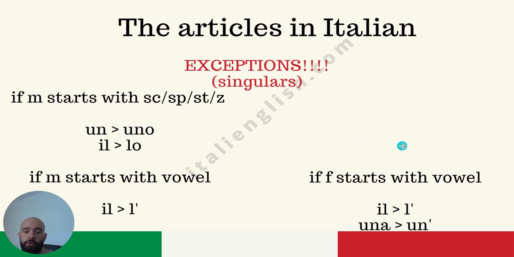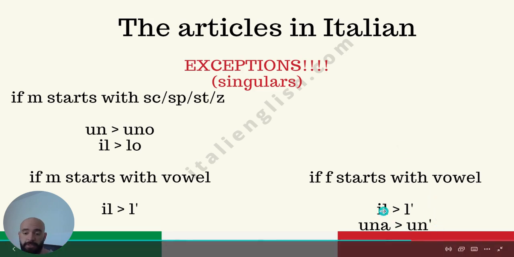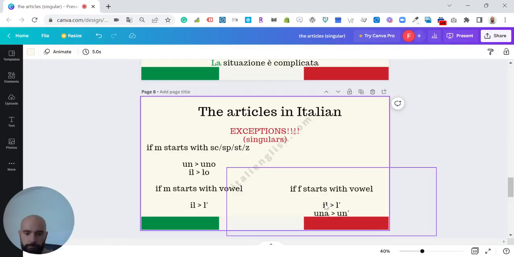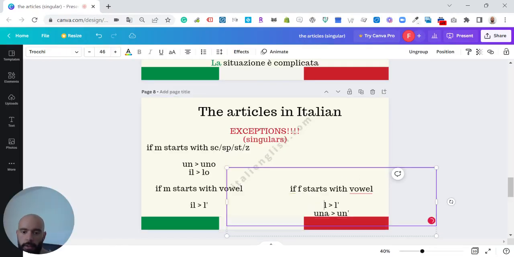If the feminine word starts with a vowel, la, pardon me, there is a mistake here, la. Okay, let me fix it right away so you visualize it. La becomes L apostrophe, so there is the same deal here. And then una becomes un apostrophe. Do not, this is a huge mistake. Let me make it big here.